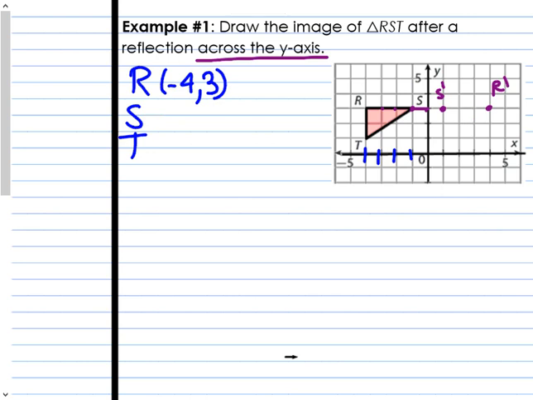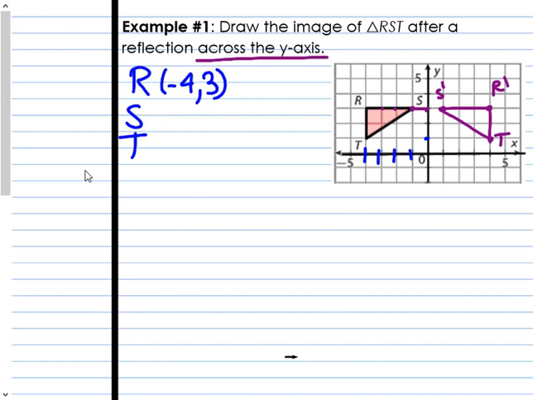T is 1, 2, 3, 4 away from the line of reflection. So I'm going to count, and here is T prime. And then you draw your triangle. You have R prime, S prime, T prime. So you could have applied the coordinate notation, or you can simply use the picture to help you with this line of reflection, okay?